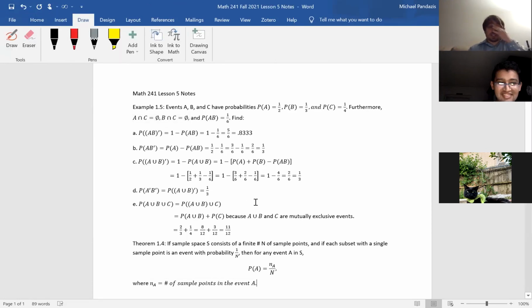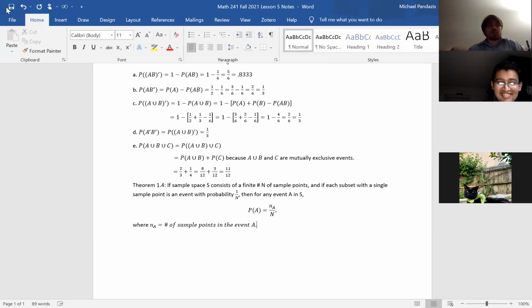Okay, so let's look at this theorem. This theorem looks a little complicated, but it's just saying something obvious. Theorem 1.4: if sample space S consists of a finite number of sample points, and if each subset with a single sample point is an event with probability 1/N, then for any event A in S, the probability of A is equal to n sub A over N, where n sub A is equal to the number of sample points in the event A. So what that means is just this.